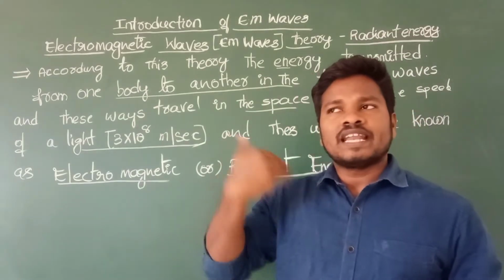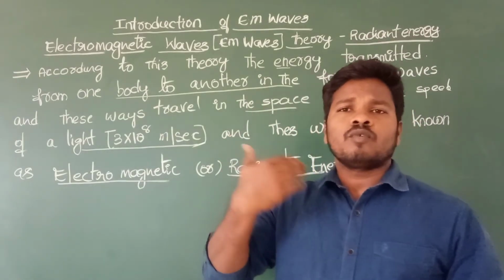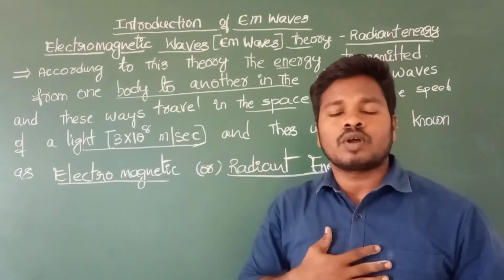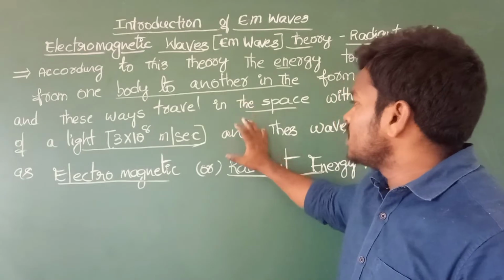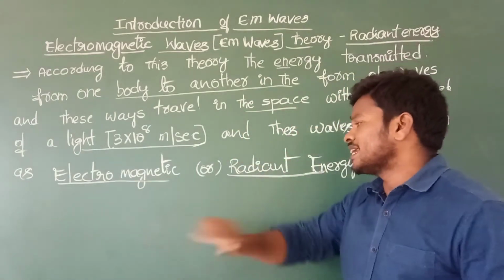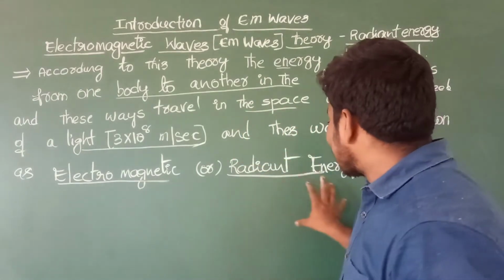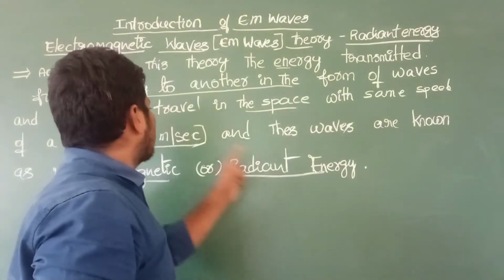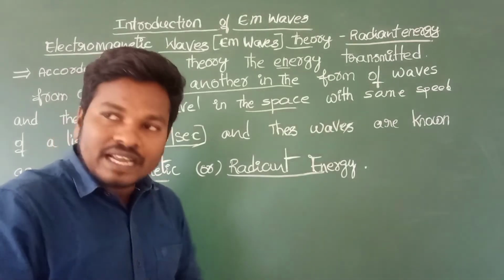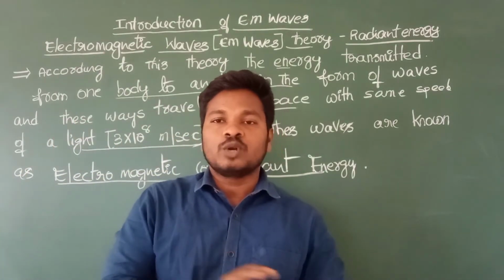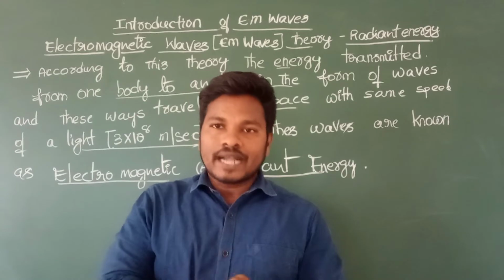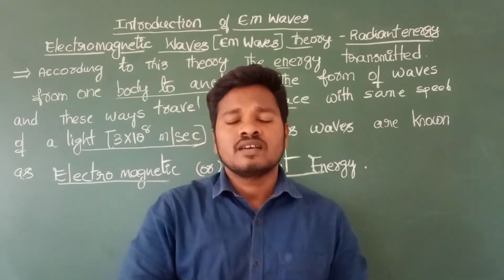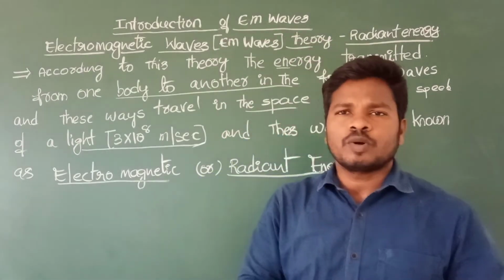If energy is to be transferred from one body to another body, it is transferred in the form of waves only. This type of wave we call an electromagnetic wave, or radiant energy. They travel in space with the speed of light. They don't require any medium to travel, and they travel at the speed of light, that is 3 × 10^8.